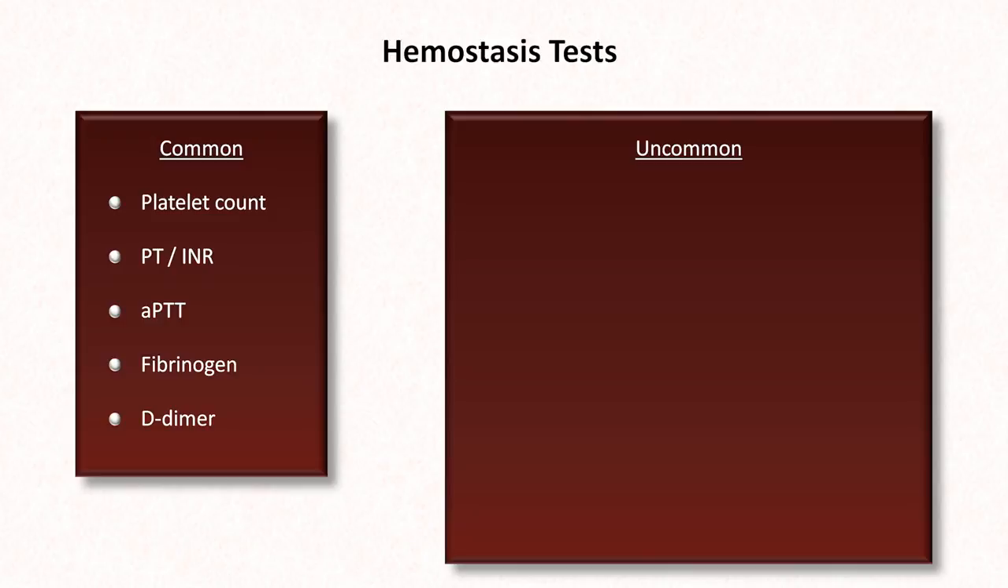The only uncommon test I'll discuss more in this video is the mixing study, which is important in evaluating an increased PT and particularly PTT. However, there is also the thrombin time, which is a measure of the function of the common pathway. Although textbooks generally make a point of discussing this test, in over 10 years of internal medicine, I've never seen it ordered once or recommended by a hematologist in real life, and therefore won't be talking about it.